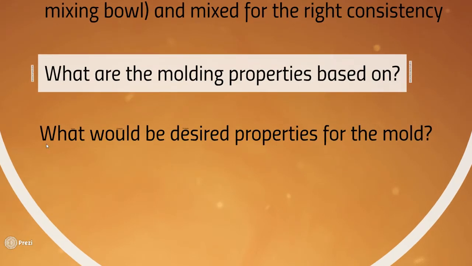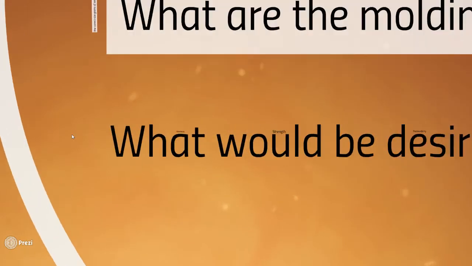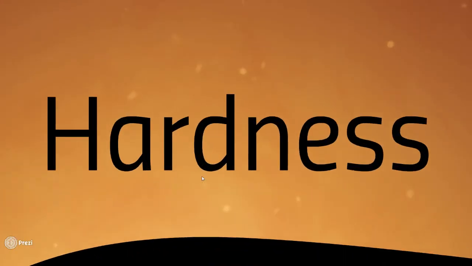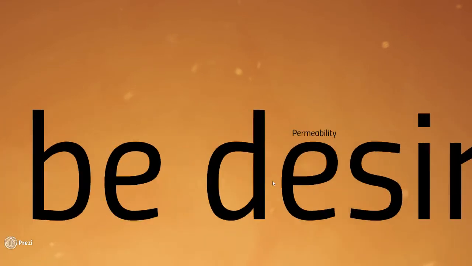Now let's think of desired properties for the mold. It's important that your mold has the right amount of hardness. You want it to be hard, and the reason why is that when you're pouring in that molten metal, you don't want it to be dented or changed. You want to be able to resist being changed in any way because you want to hold on to the shape that it is already in.